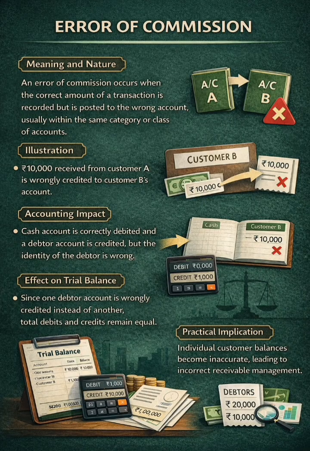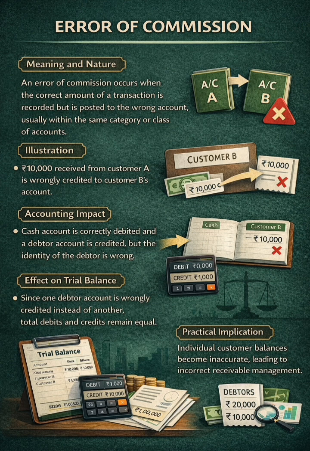Error of commission. Meaning and nature. An error of commission occurs when the correct amount of a transaction is recorded but is posted to the wrong account, usually within the same category or class of accounts. Illustration. 10,000 rupees received from customer A is wrongly credited to customer B's account.